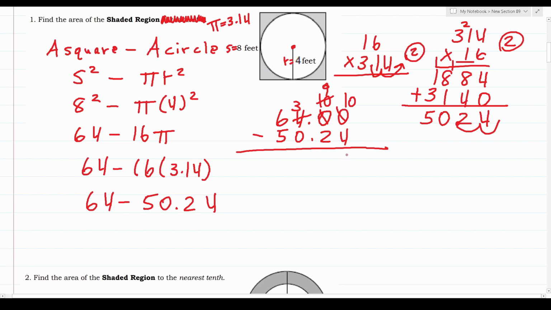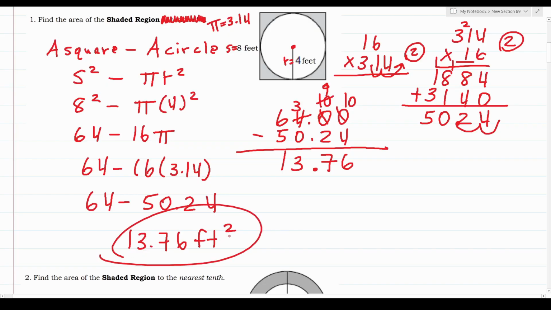10 minus 4 is 6. 9 minus 2 is 7. Drop down our decimal in place. 3 minus nothing is 3. And 6 minus 5 is 1. So the area of the shaded region in this case is 13.76 feet squared.